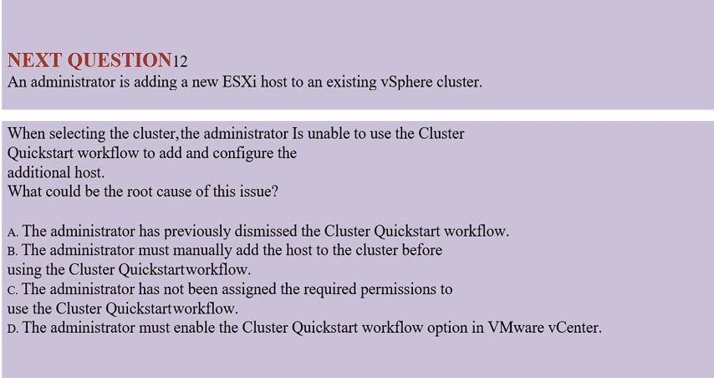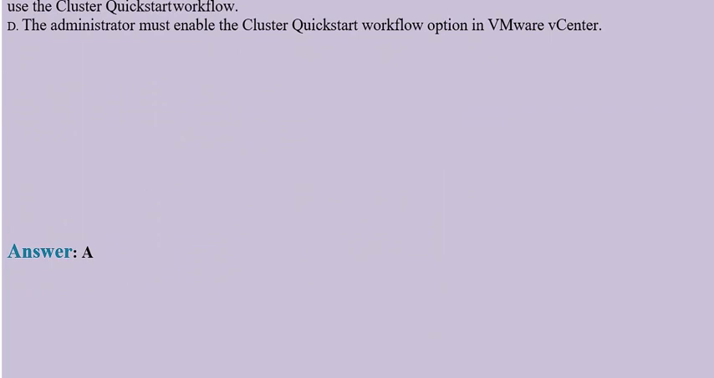Option A. The administrator has previously dismissed the cluster quick start workflow. Option B. The administrator must manually add the host to the cluster before using the cluster quick start workflow. Option C. The administrator has not been assigned the required permissions to use the cluster quick start workflow. Option D. The administrator must enable the cluster quick start workflow option in the VMware vCenter. Correct answer is option A.